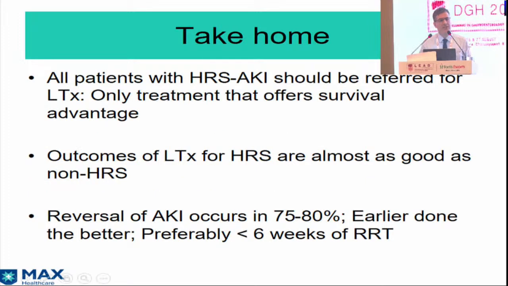All patients with HRS AKI should be referred for transplant early. That is the only treatment which offers good survival. Outcomes of liver transplant for HRS are almost as good as non-HRS. Reversal of AKI occurs in 70 to 80% of patients post-transplant. The earlier it is done, the better, preferably when RRT has been applied for less than 6 weeks.